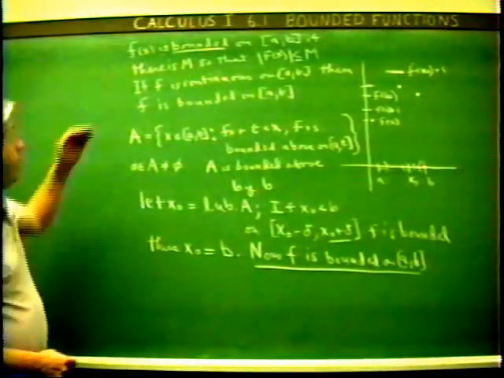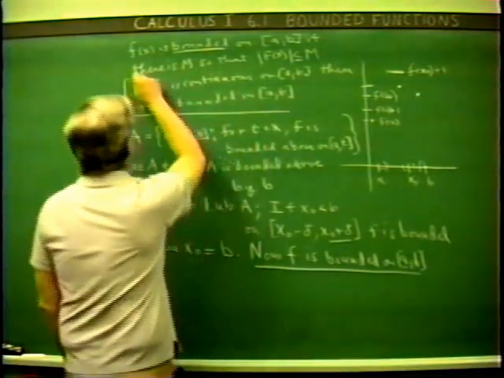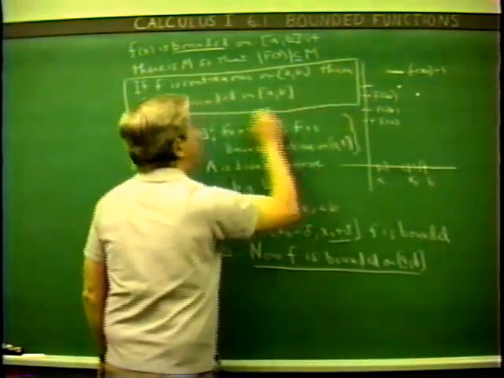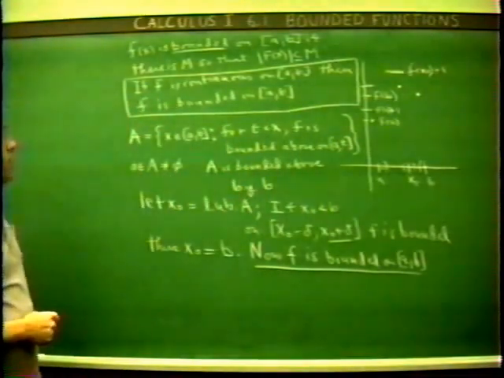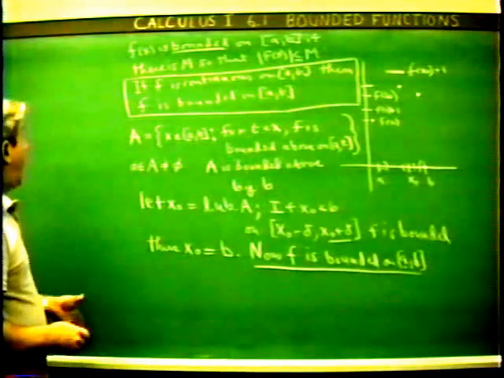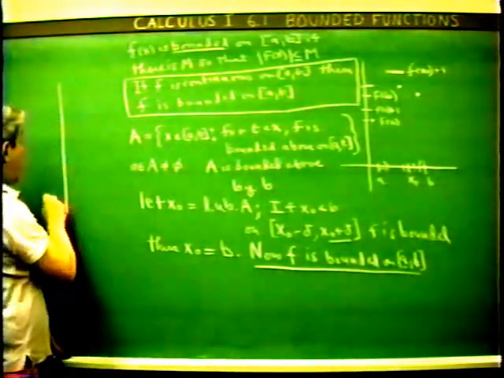Right? So we have then the following result. If f is continuous on a closed interval AB, then f is bounded on AB. And the fact that this is a closed interval is really important. If we were to use, for example, an open interval, the result would not hold.